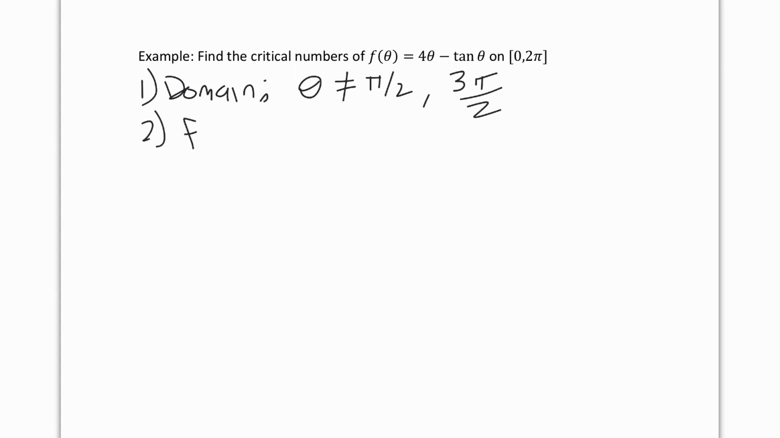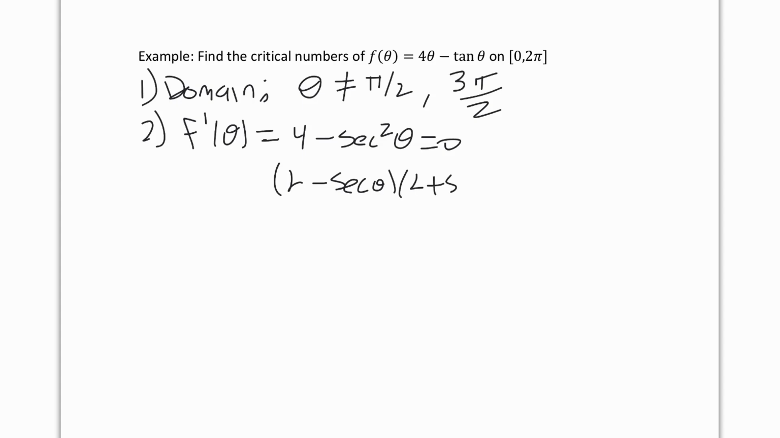All right, let's just find the derivative. Step 2. F prime of theta will be equal to, derivative of 4 theta is just 4. Derivative of tan theta is secant squared theta. We're going to set this equal to 0, so we've got a factor. So 2 minus secant theta, 2 plus secant theta, doing a little difference of squares there. So this gives us secant theta equal to 2 and secant theta equal to minus 2.